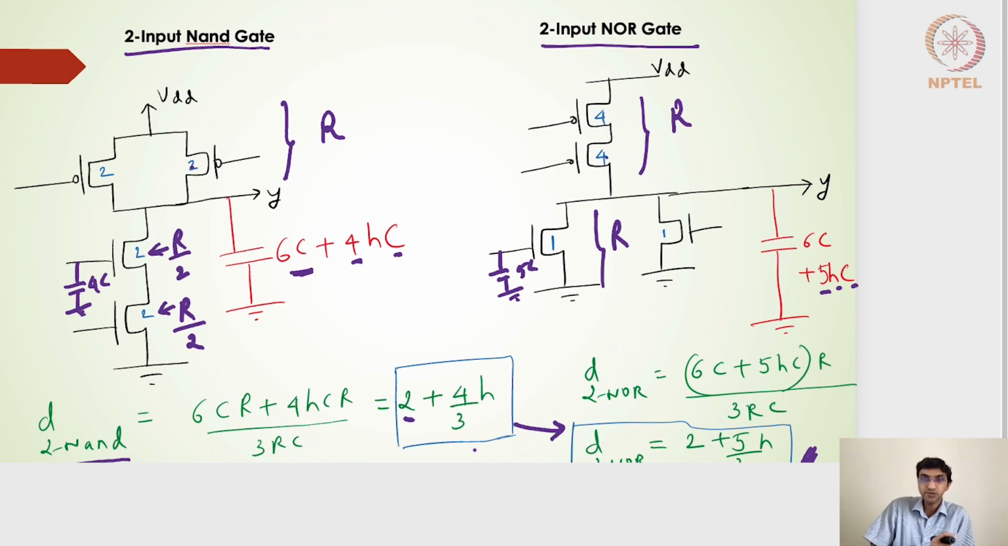So again, the 2-input NAND gate is better than the 2-input NOR gate, similar to how the 3-input NAND gate is better than the 3-input NOR gate, because the delay is slightly less. Right? So at this point, what we had seen is the linear delay model for the inverter, the 2-input NAND gate, 2-input NOR gate, 3-input NAND gate, and then the 3-input NOR gate.